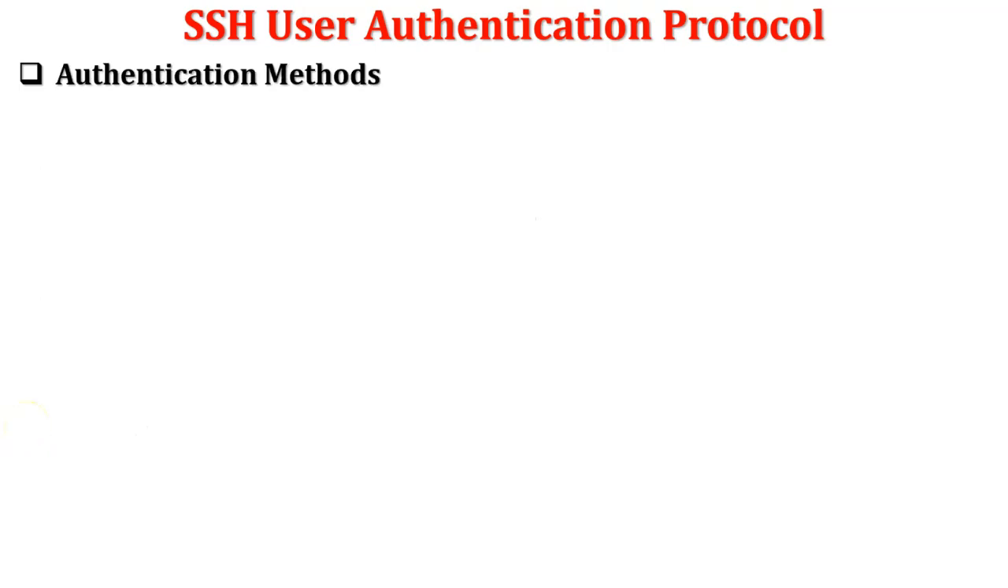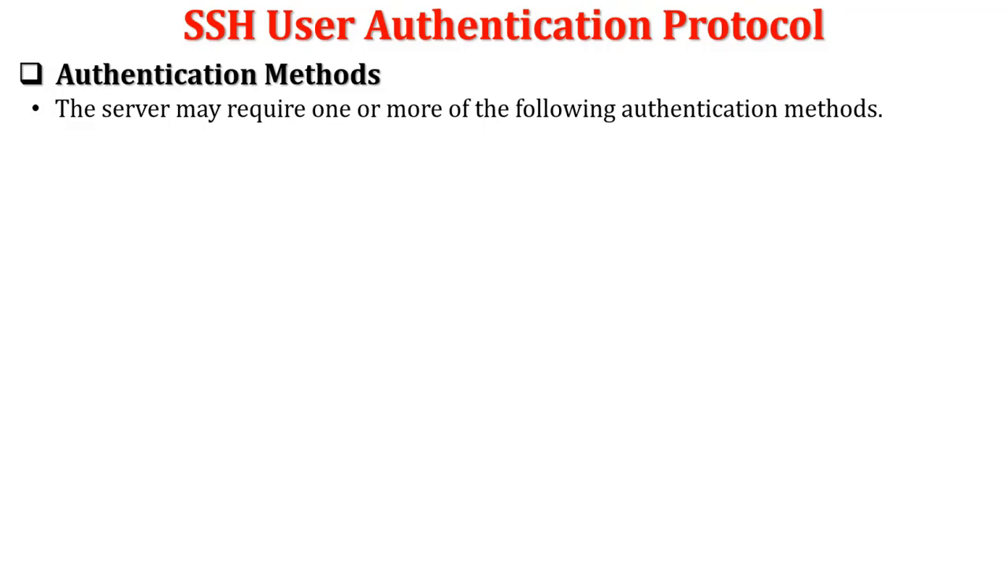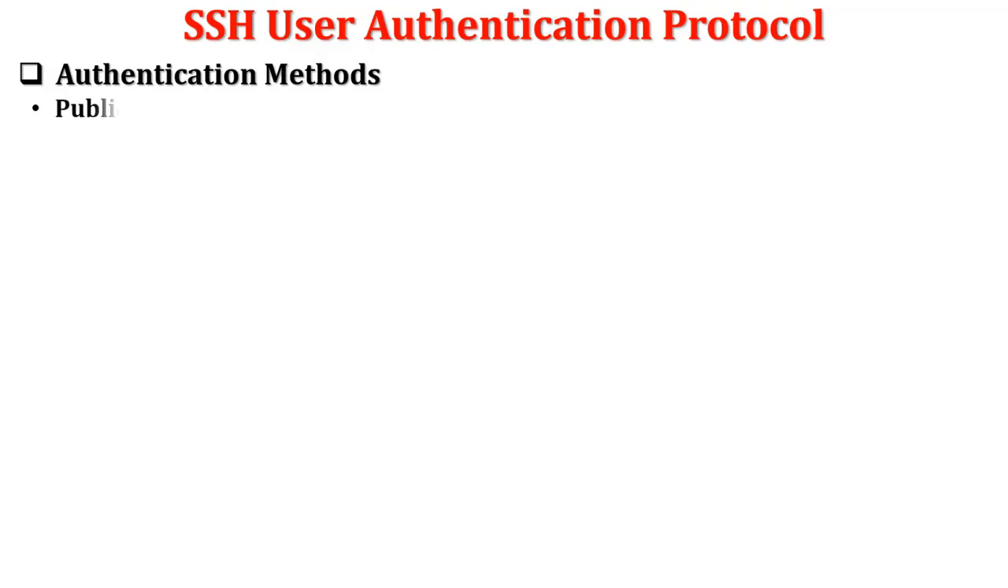Next function is authentication methods. The server requires one or more of the authentication methods from the following list. The first method is based on the public key, the second one is host based, and the third one is password. Let's discuss all these three methods one by one in detail. Let's start with the first method, public key.